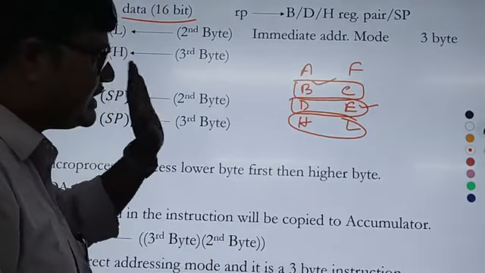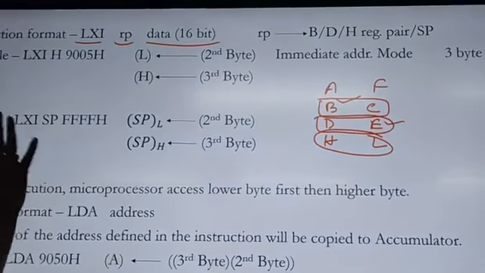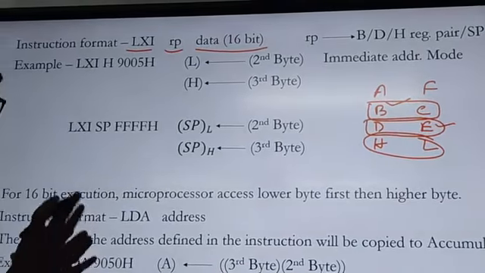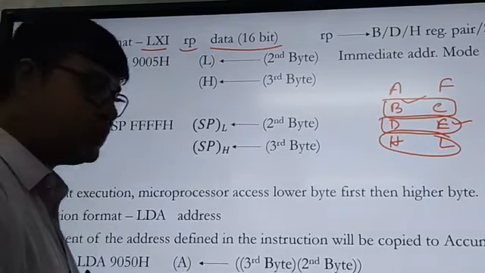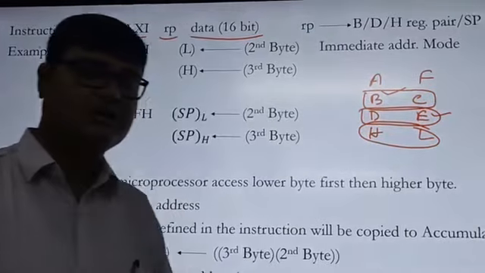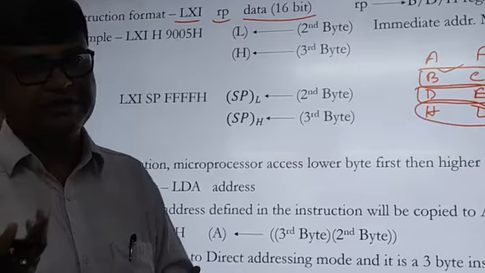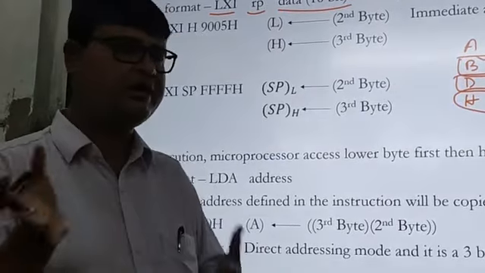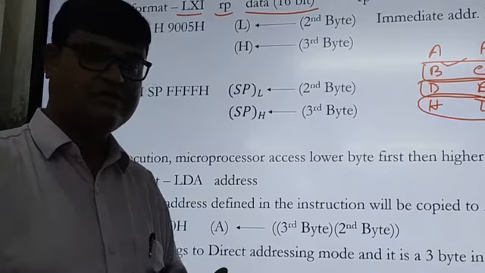Okay, so B and C can be used as a register pair. Using some instructions, we can use this register pair to store 16-bit data. But it is very important to understand that the microprocessor always accesses 8-bit data at a time. So if any 16-bit data is given to the microprocessor, not address, actually the data, then the microprocessor accesses the lower byte first, then the higher byte.